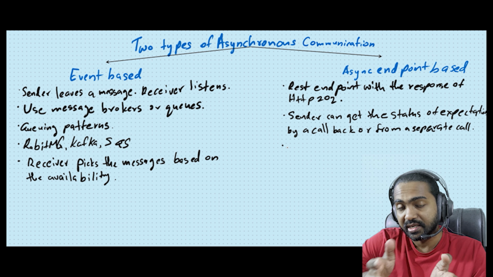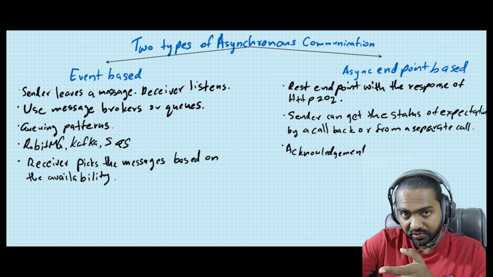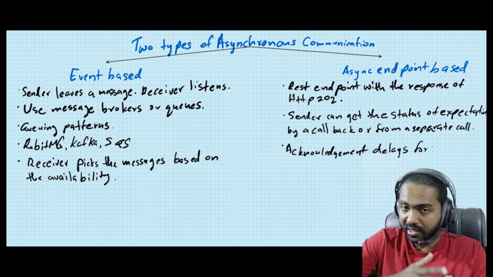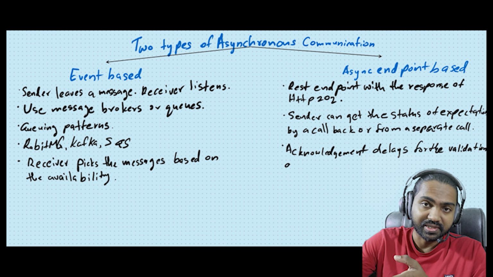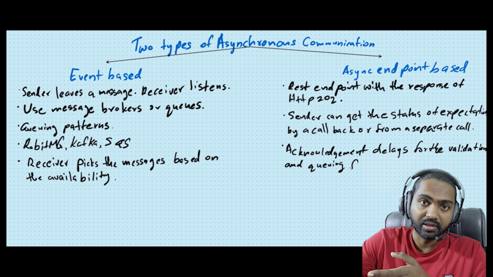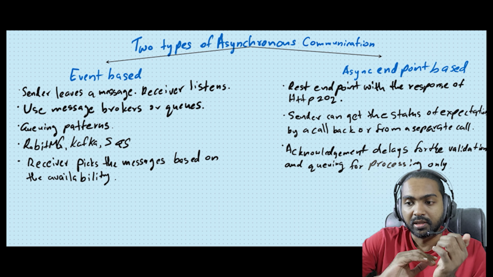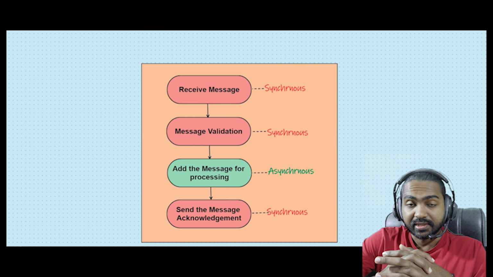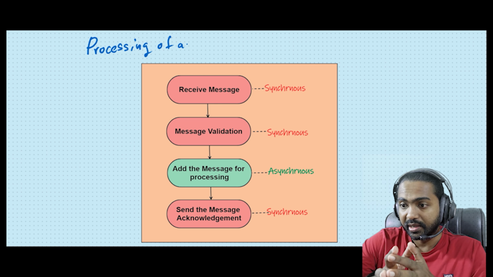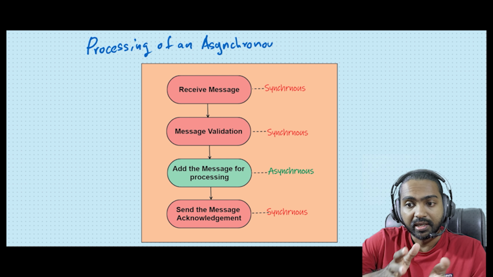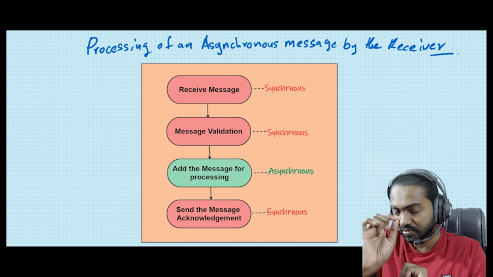Sender gets an update of the message that he delivered to the receiver from a separate call or from a callback which is triggered from the message receiver and sent to the message sender's side. In asynchronous endpoints, the sender's acknowledgement gets delayed until the request validation and queuing for processing happens only. That's a very small delay.